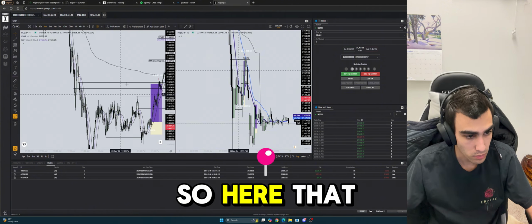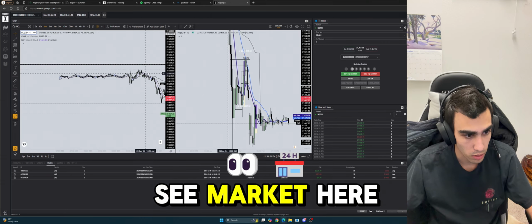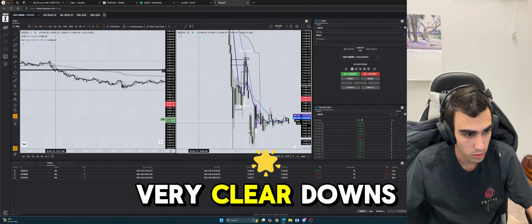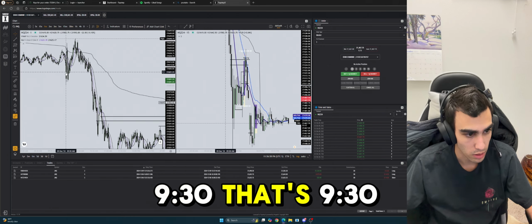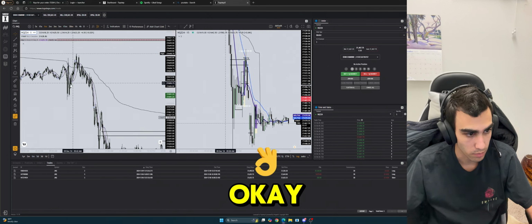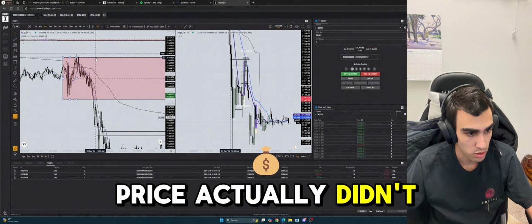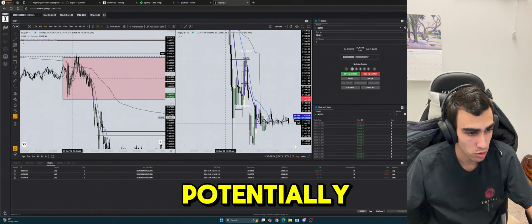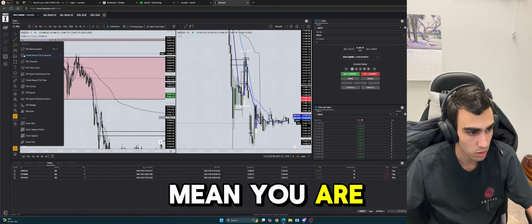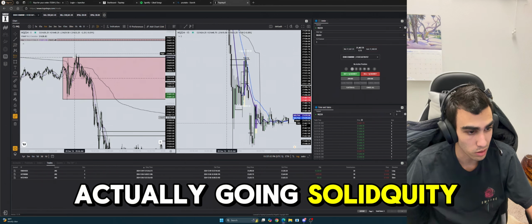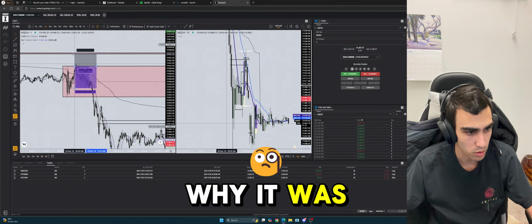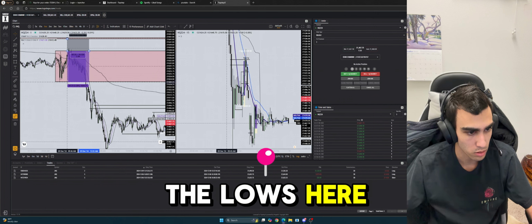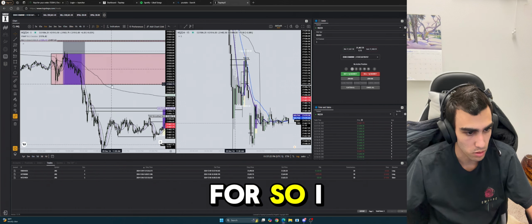Here you can obviously see the market is in a very, very clear downtrend. Market open was 9:30. This is your accumulation right here. I'm just going to mark this out. This is part of AMD. You have your accumulation here. Price actually didn't go above. You could have shorts up here potentially, but is that liquidity? Actually, yes and no. I will explain why. Stop loss would have been here, take profit would have been at the lows here. Okay, perfect. I will explain what that is.